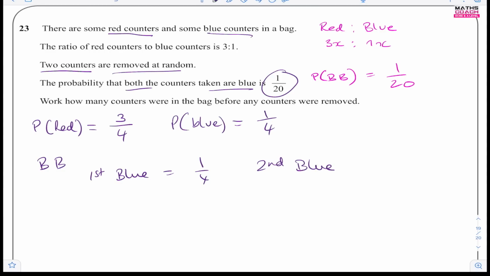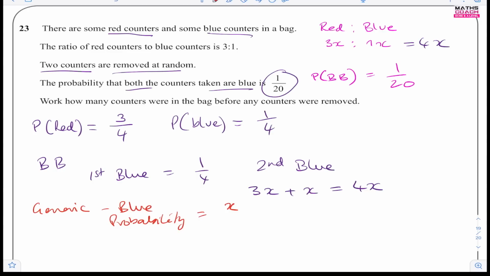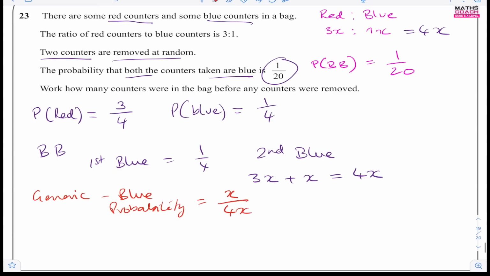Now, what we want to do is work out the total amount that we have. So we know that 3x plus x is equal to 4x. So all I've done here is just added this up because this gives me 4x. So the denominator will be 4x. Next, what we can do is write down a generic probability of getting a blue. So the generic probability of a blue would be x, which is the probability of one blue, over the total, which is 4x.